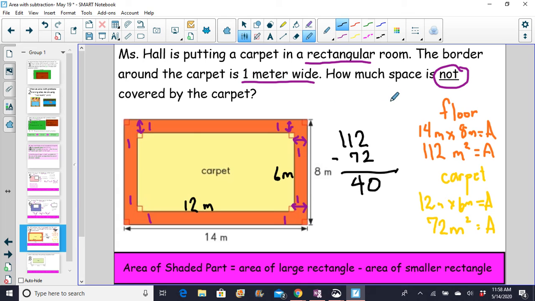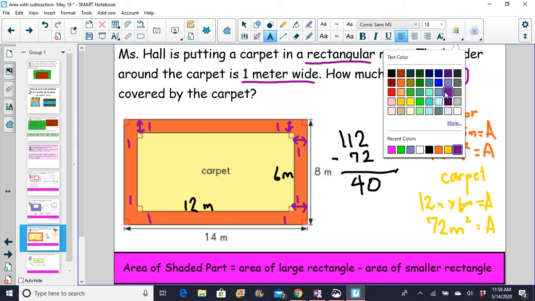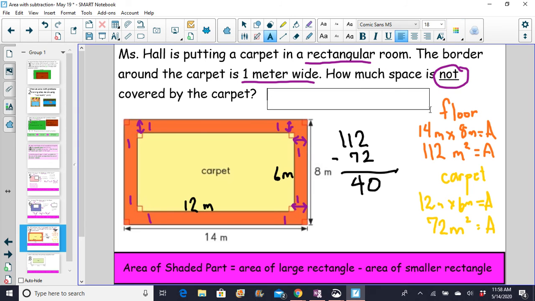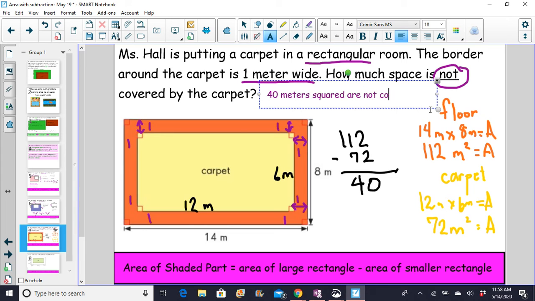So how much space is not covered by the carpet? That's what we were finding. Okay, how much space is not covered by the carpet? 40 meters squared are not covered by the carpet. Okay, and there's the answer to our problem.